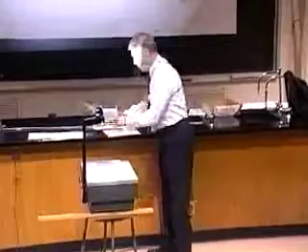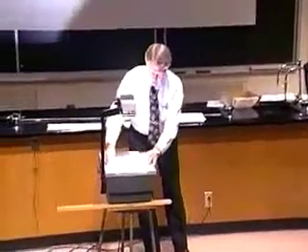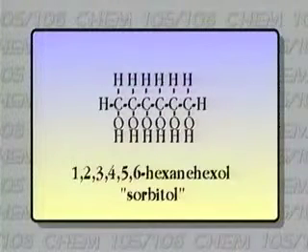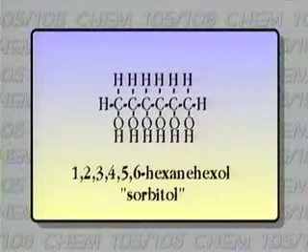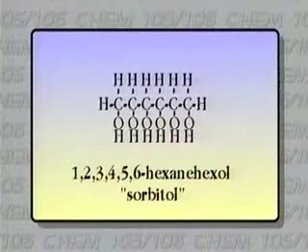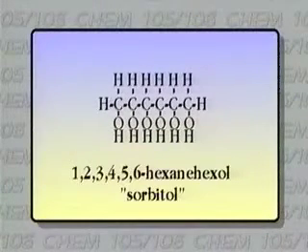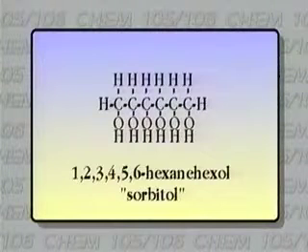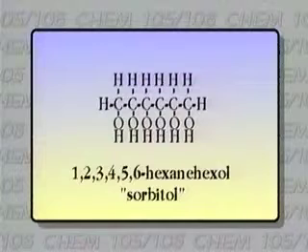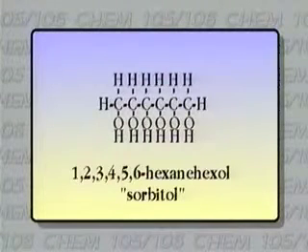One last alcohol here I'll just mention quickly, and that is the one with 6 carbons in it. And so 6, of course, the prefix is hex. And we have 6 alcohols, so we have hexol. But 1, 2, 3, 4, 5, 6 hexanehexol is commercially called sorbitol. And sorbitol is an artificial sweetener.